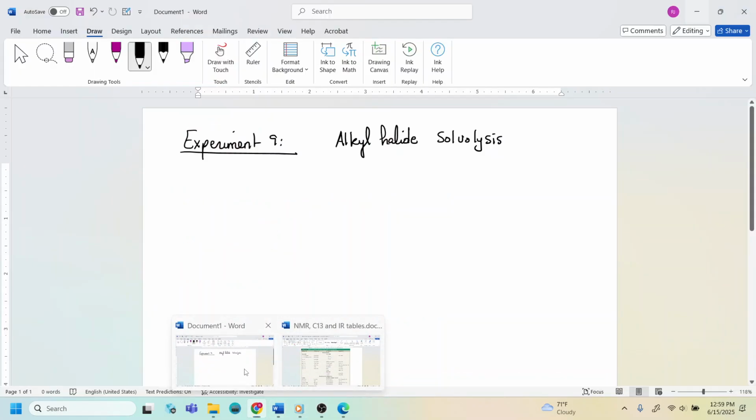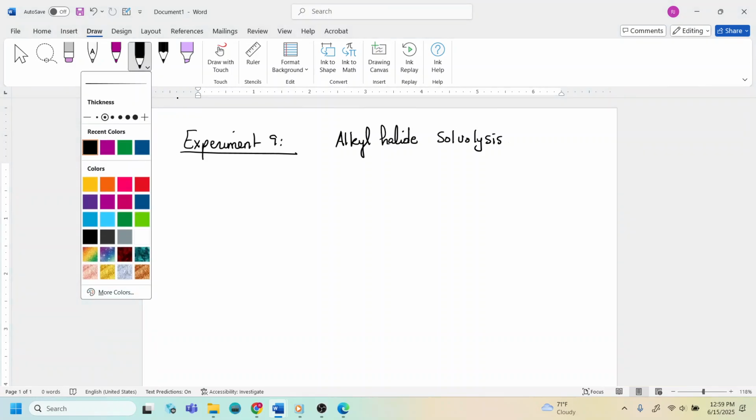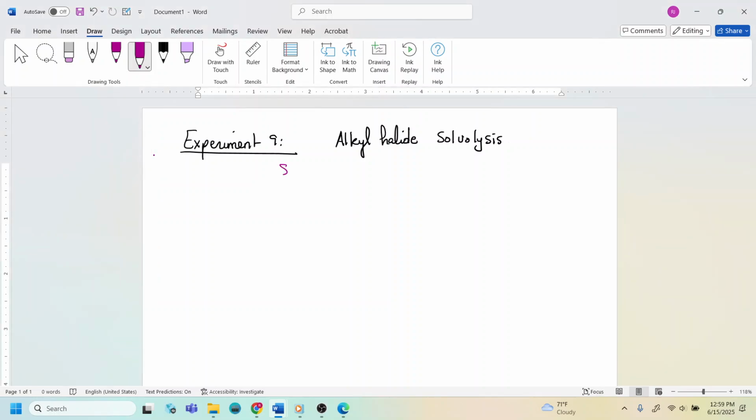So before we start the experiment, let's explain what solvolysis means. Solvolysis means that you're using a nucleophile which is the same as the solvent. And solvolysis is a simple SN1 reaction. And we know that with an SN1 reaction, we have to work with a weak nucleophile, meaning a nucleophile that has no negative charge.